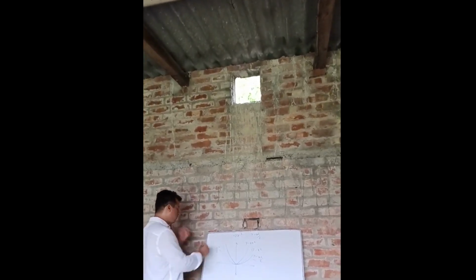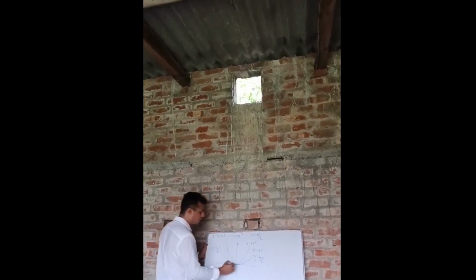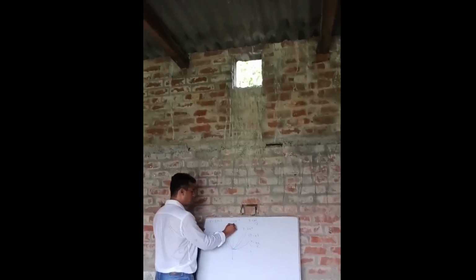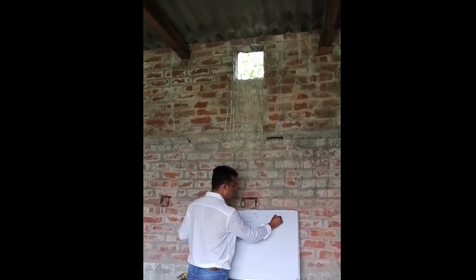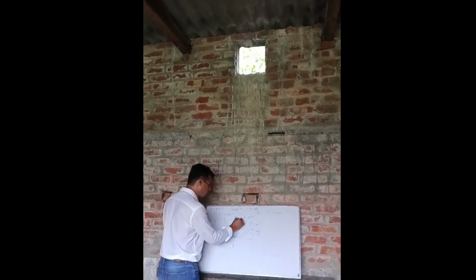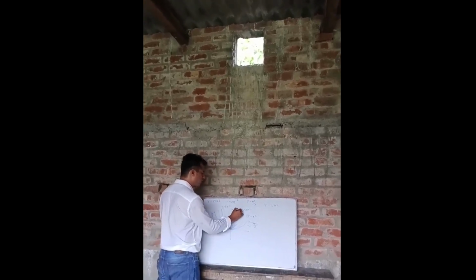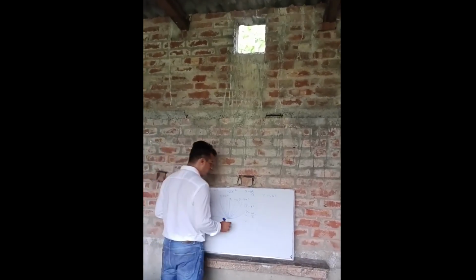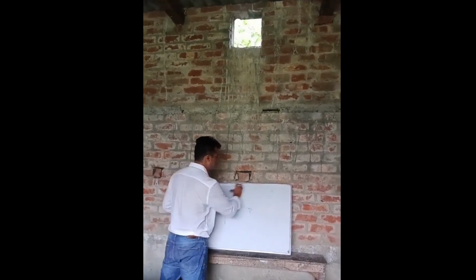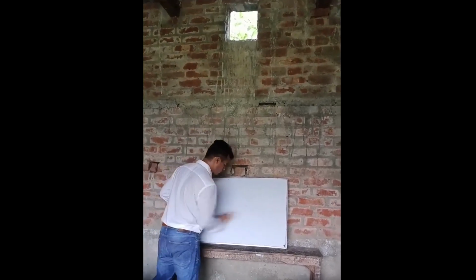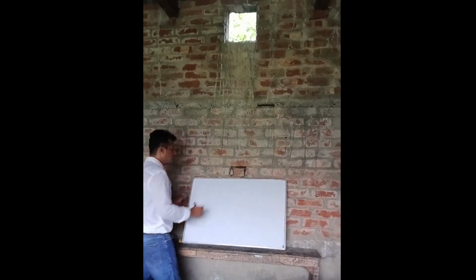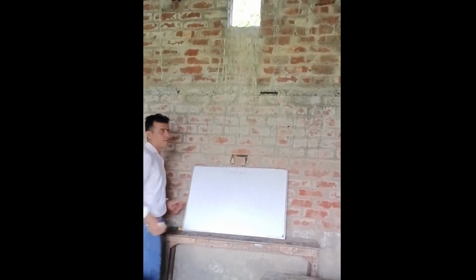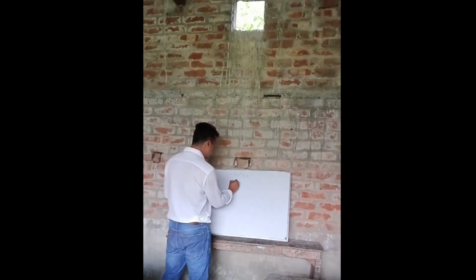If someone says y equals 3x square, or y equals 5x square. Now, if someone says y equals 3x square plus 3, the reference will be y equals x square.